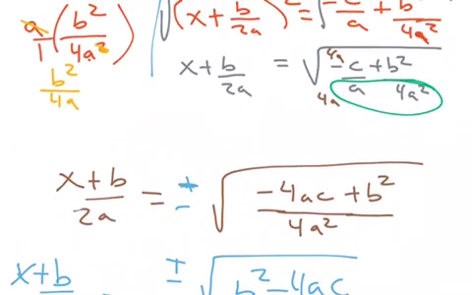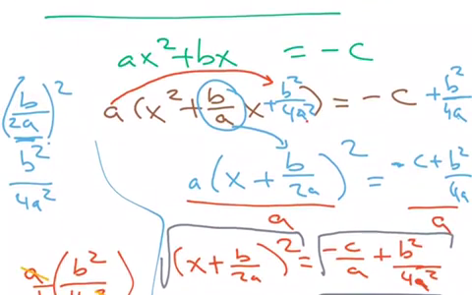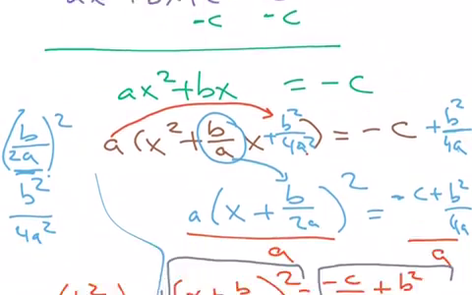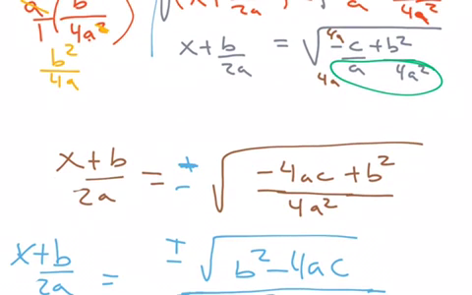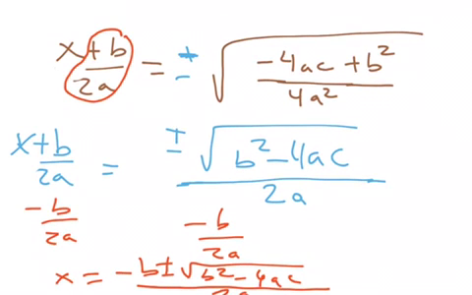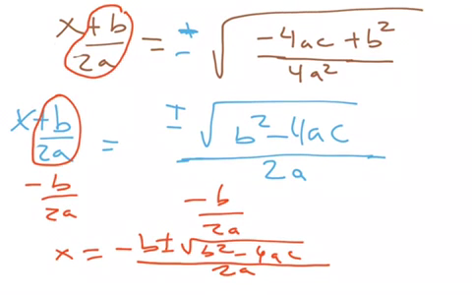Let's see if we can figure out where I made a mistake. Oh, I just completely neglected the other side. So when we moved it to the other side, it was just b over 2a, not the whole thing all over 2a. That's why when you move it, you get that.